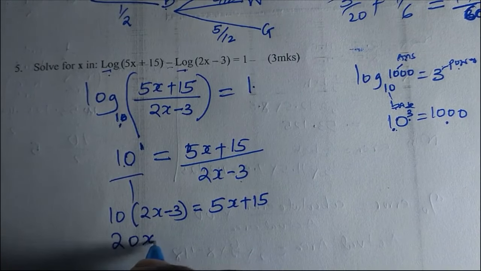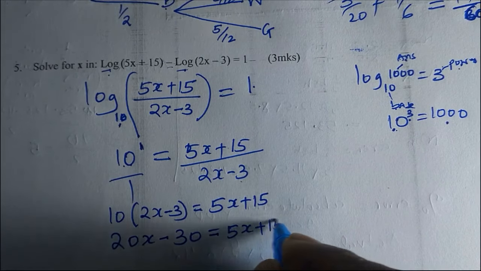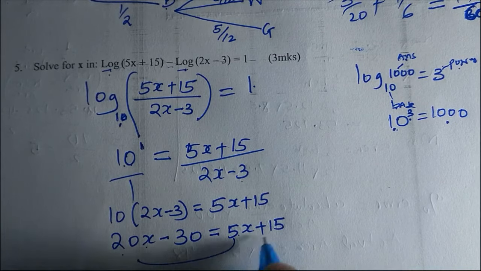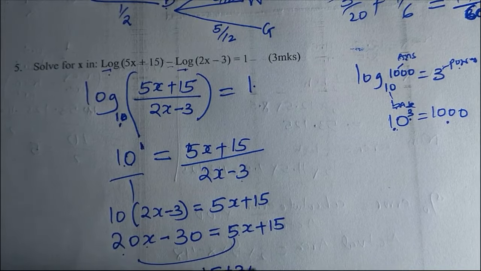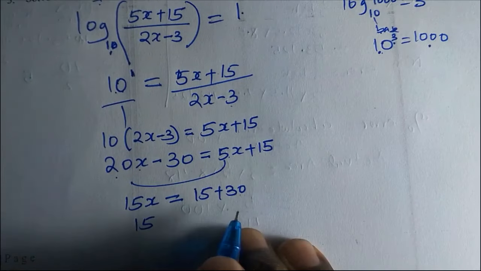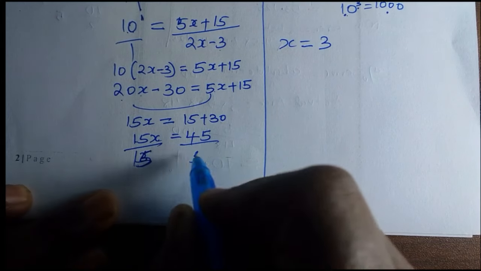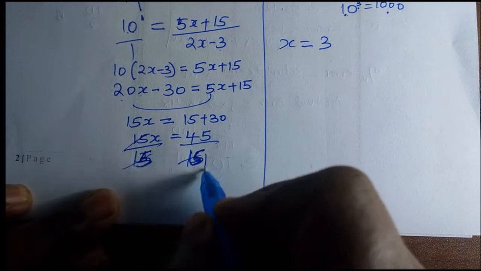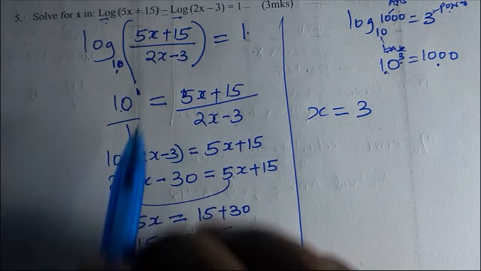20x minus 30 equal to 5x plus 15. Bring like terms together: 20x minus 5x, that is 15x, will be equal to 15 plus 30. So 15x is equal to 45. Divide by 15, divide by 15. So this cancels, here 1, here 3, therefore x is equal to 3. The value of x is 3.